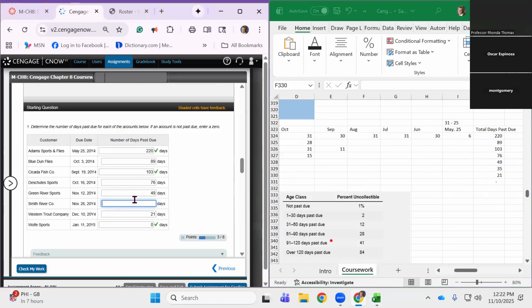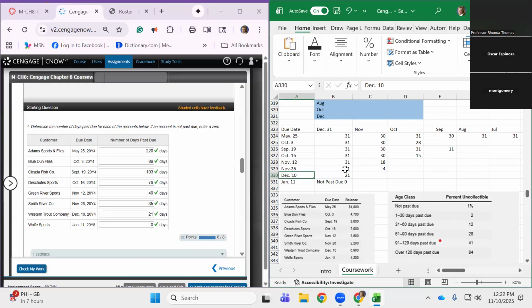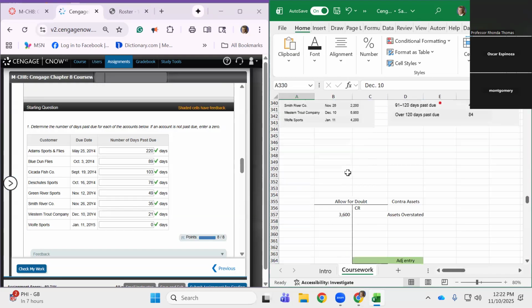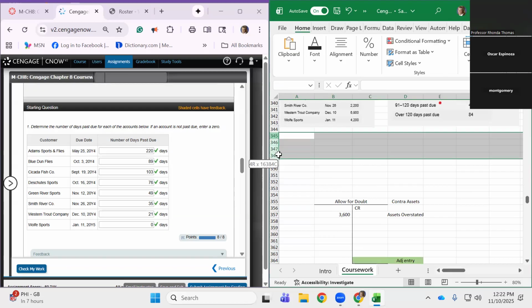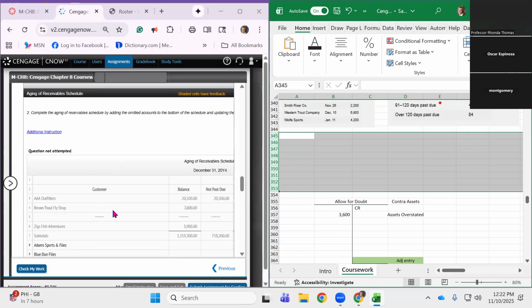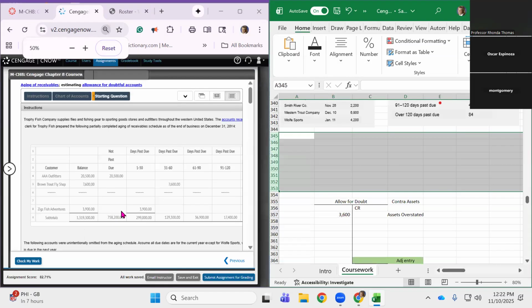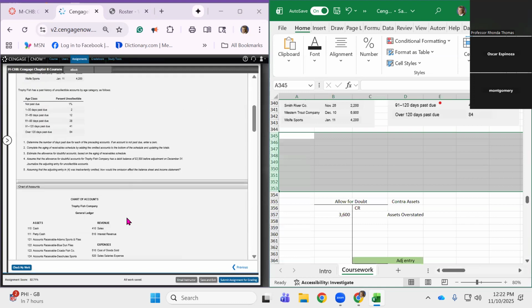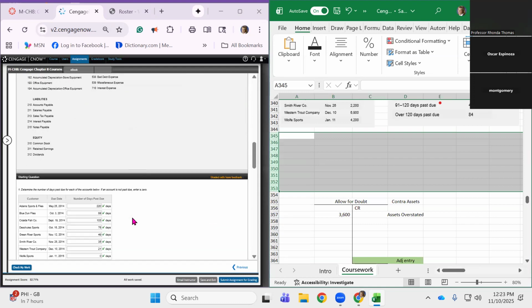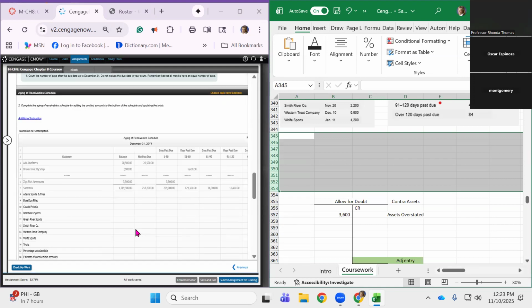49, 35, 21. There we have it. Okay, let's see if we've got these. Yes, we do. So now we have these and how old they are. Okay, so now what's the next thing we do? Now this is aging the receivables. That's the instructions. And then we got how past due they are.